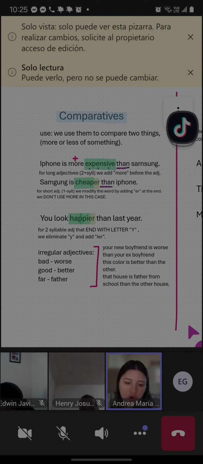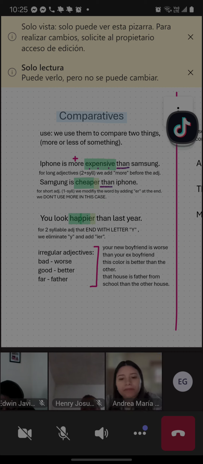Second, for short adjectives, meaning one syllable adjectives, we only add est. For example, big becomes biggest. What do we add, guys? What are the three letters that we add? EST. Yes. Is it okay if I write biggers? No, it has to be specifically est. That's it.